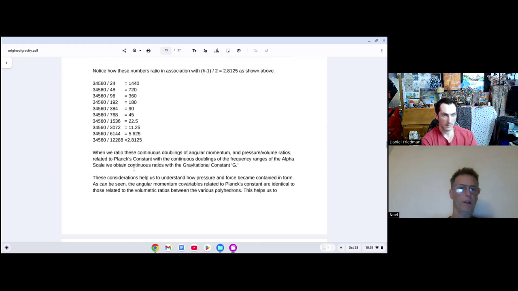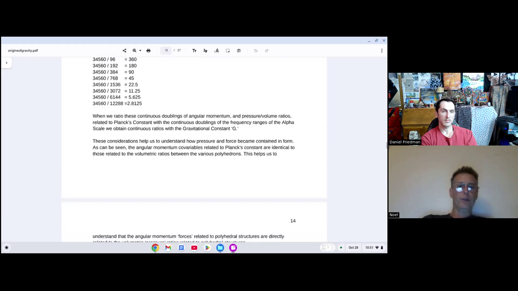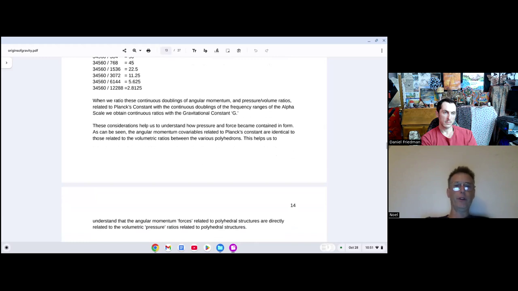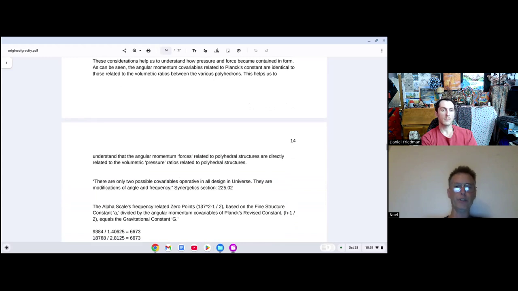So when we ratio these continuous doublings of angular momentum and pressure volume ratios related to Planck's constant with the continuous doublings of the frequency ranges of the alpha scale, we obtain continuous ratios with the gravitational constant G. These considerations help us to understand how pressure and force became contained in form. As can be seen, the angular momentum covariables related to Planck's constant are identical to those related to the volumetric ratios between the various polyhedrons. This helps us to understand that the angular momentum forces related to polyhedral structures are directly related to the volumetric pressure ratios related to polyhedral structures.